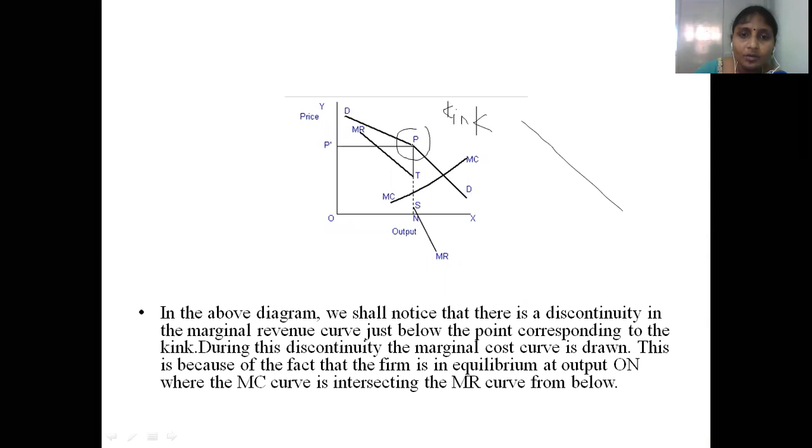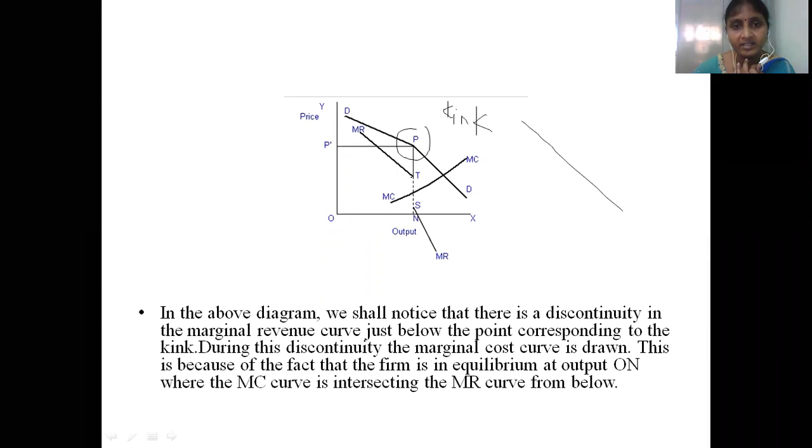From this point, we are explaining the concept. The portion above the kink point has an inelastic nature and the portion below the kinked point has an elastic nature. So we observe two natures of the demand curve here: the inelastic demand curve portion and the elastic demand curve portion. In the above diagram, we shall notice that there is a discontinuity in the marginal revenue curve.